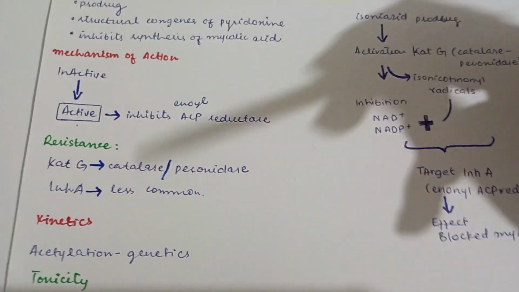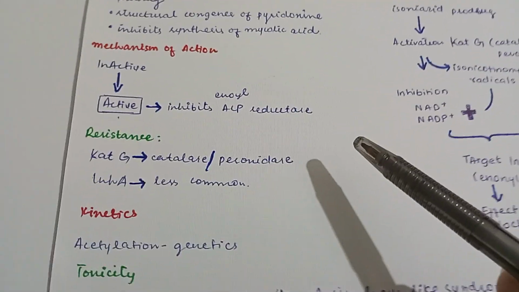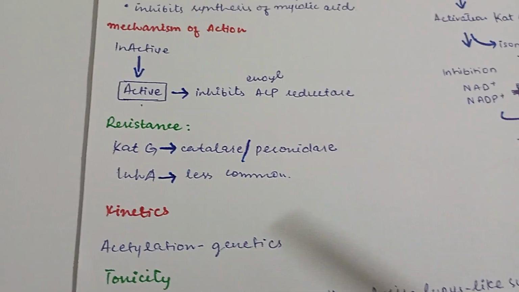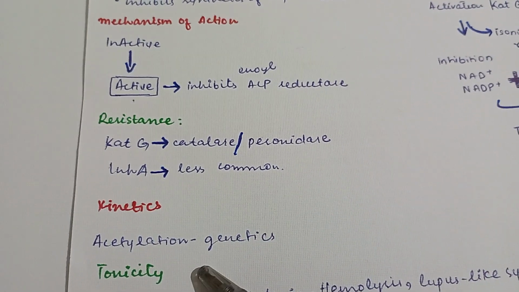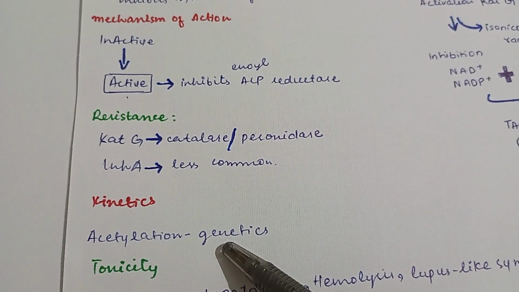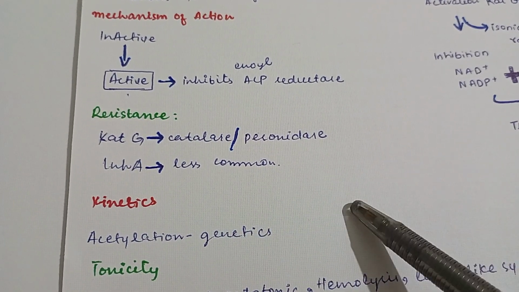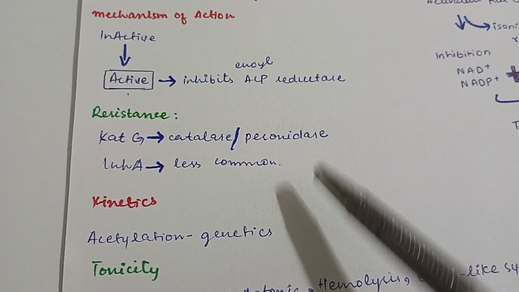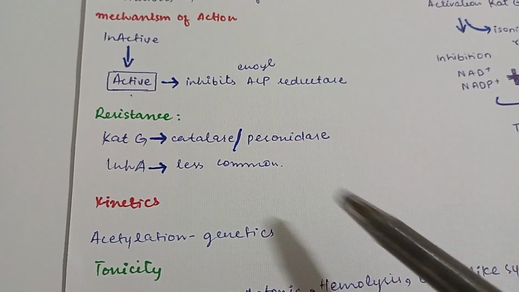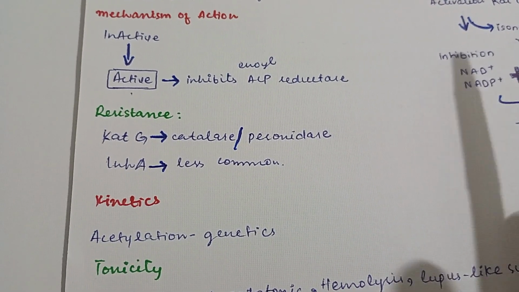So let's deal with the kinetics. This drug, that is our isoniazid, is metabolized in the liver by acetylation, and on this basis we have slow acetylators. Some people are slow acetylators, whereas others are fast acetylators, and this acetylation ability determines the half-life of the drug.